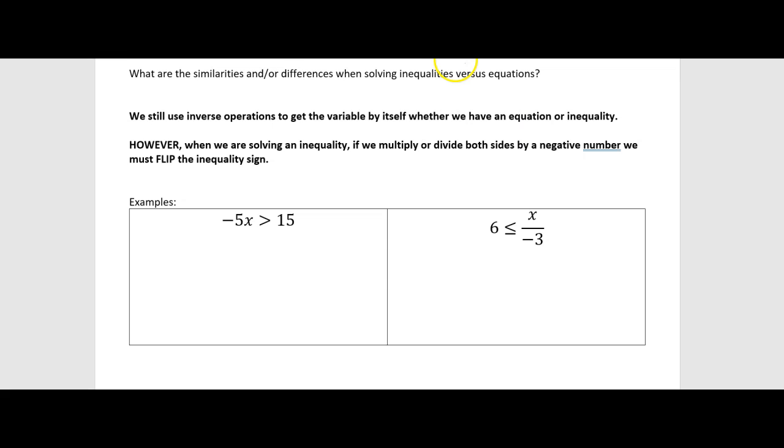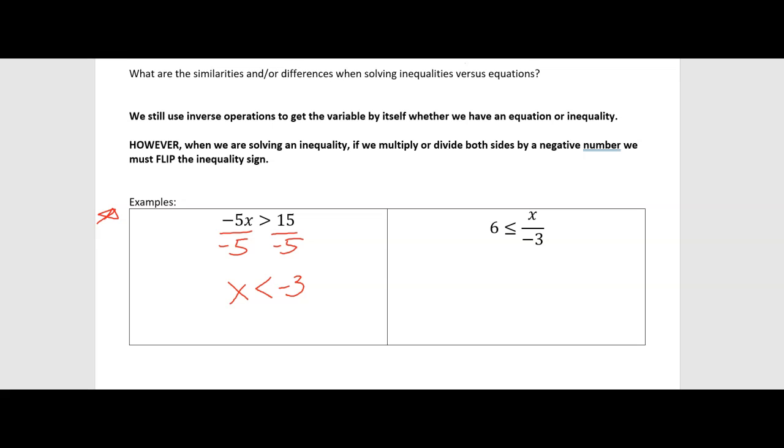Let's do a couple of examples just to show you. So if I look down here, to get the x by itself, I'd have to divide by -5. So I divide by -5, and I get x, but instead of having x is greater than, it's going to be x is less than -3.